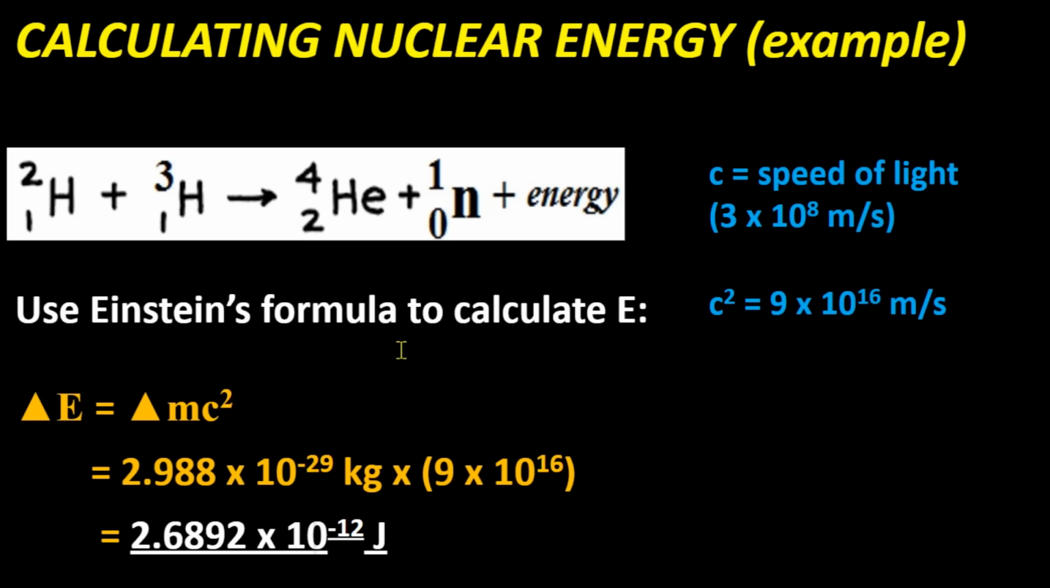Finally, we're going to use Einstein's formula to calculate the energy E. So you're going to say delta E is equal to delta mc squared. Now remember, c is the speed of light, which is 3 by 10 to the power 8 meters per second. So c squared is basically going to be this number squared. So 3 squared is 9 and 10 to the power 8 squared is 10 to the power 16. So we're going to multiply delta M, which is what we would have obtained before, by 9 by 10 to the power 16, and our answer here is going to be 2.6892 by 10 to the power negative 12 joules. And that's it. That's the whole syllabus.